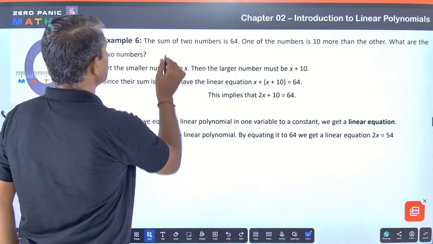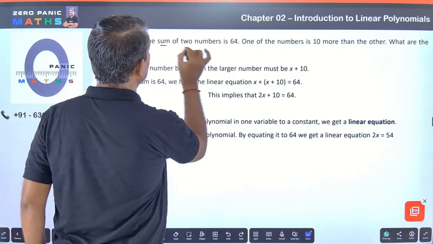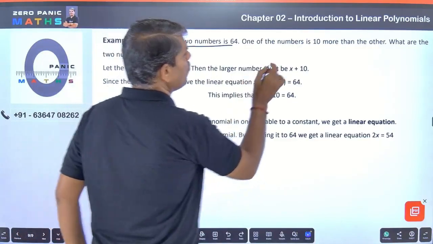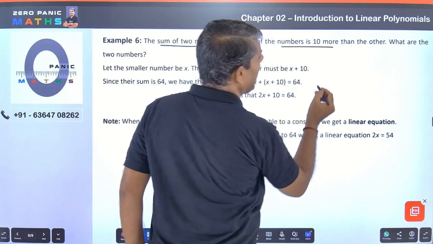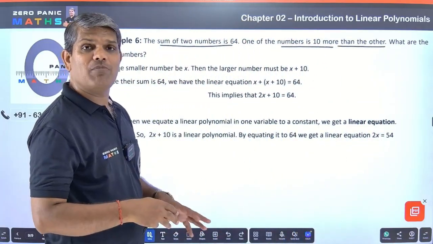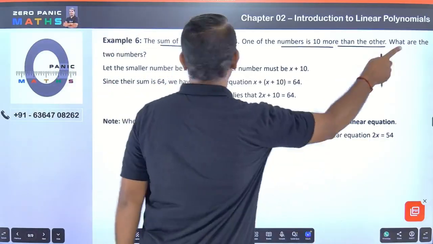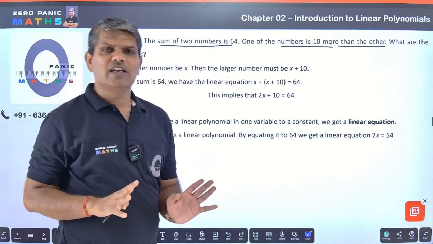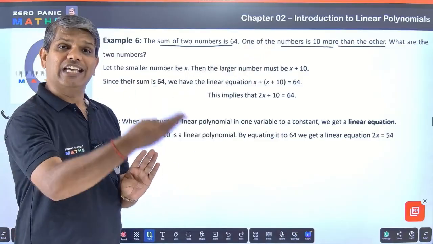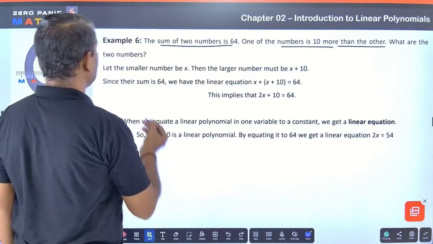It's very, very important. It says the sum of two numbers is 64. We don't know what the two numbers are, and their sum is 64. One of the numbers is 10 more than the other. So if one number is x, then x plus 10 or 10 plus x is the other number. What are the two numbers? It's a simple definition. You might have studied such examples in your previous classes.